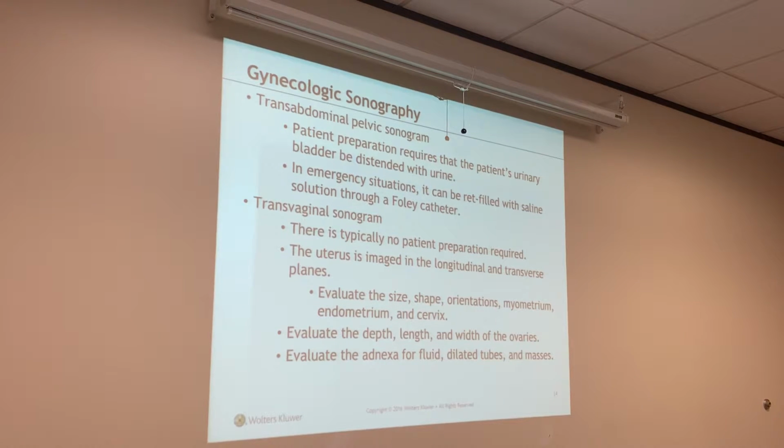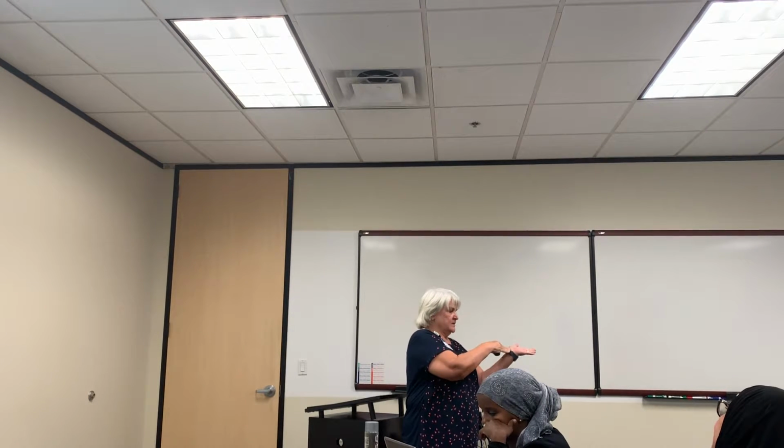Transvaginal. I go in the vagina with a probe, and the bladder has to be empty. Okay? So I'm going to image the uterus in sagittal and transverse. The transverse is really coronal. Okay, why? Here's my uterus. Here's my cervix. Here's my transducer. I'm shooting the bladder and the uterus this way and this way. I'm coronal.